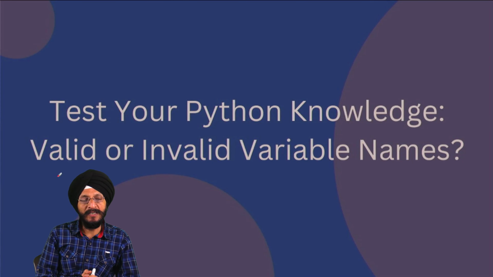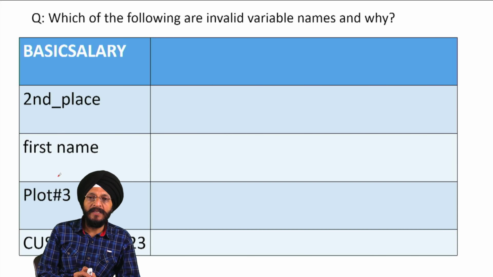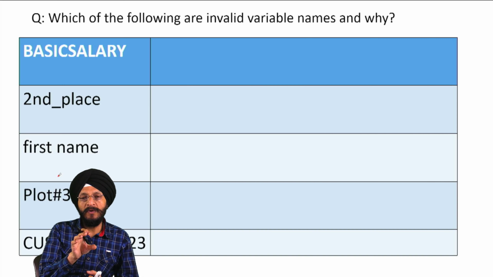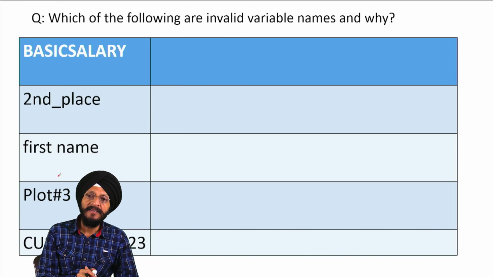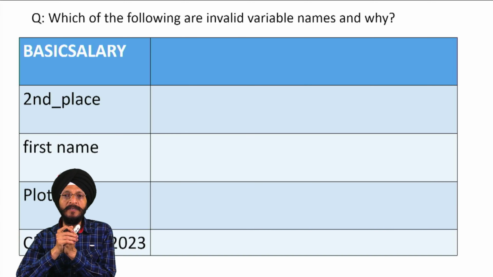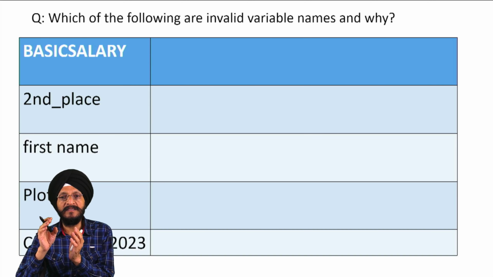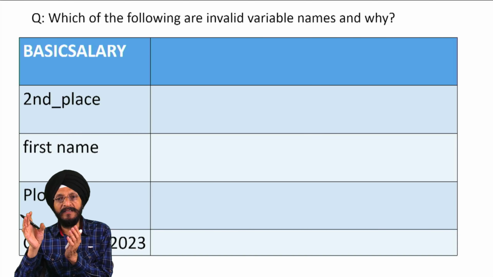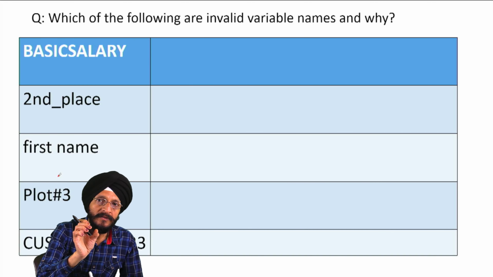Now the topic before us is test your Python knowledge, valid or invalid variable names. When we are creating variables, we have to give them names. The names have to be valid and there are certain variable naming conventions which we have to follow, such as the variable name can contain letters in small or in capital letters, or there may be use of underscore.